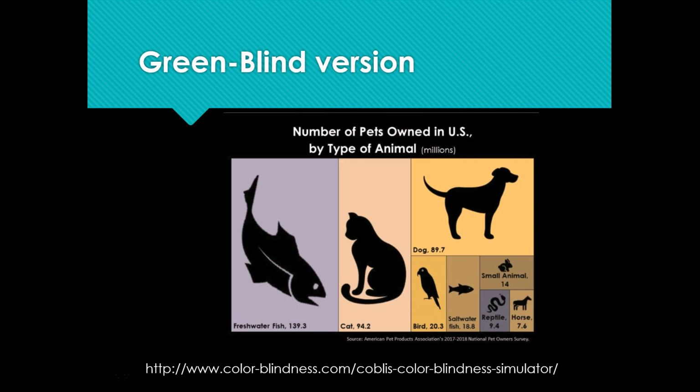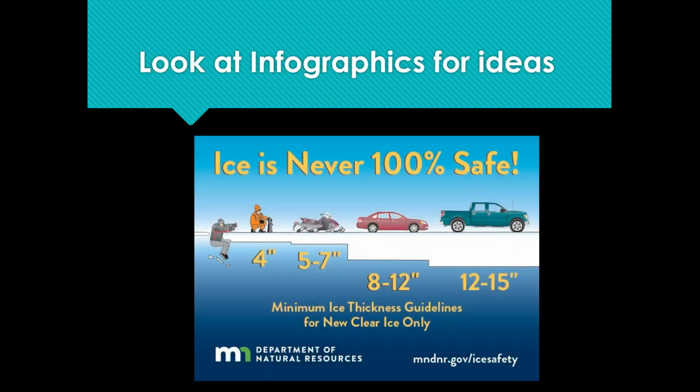Now, for this, being colorblind would not significantly change the understandability of this chart because there's designated sizes of the rectangles and I have animals in each one as well. But consider that you may have your presentation printed out in black and white, or that there are colorblind people in your audience. You can also look at infographics for ideas.